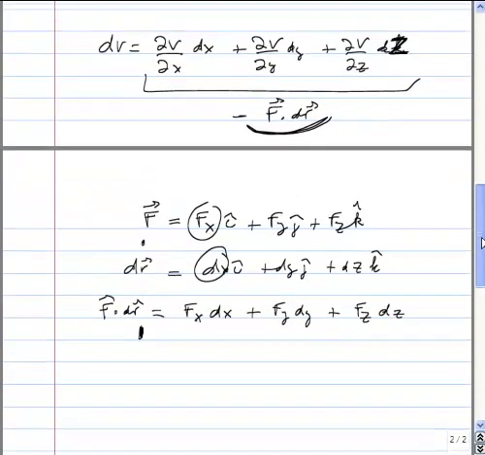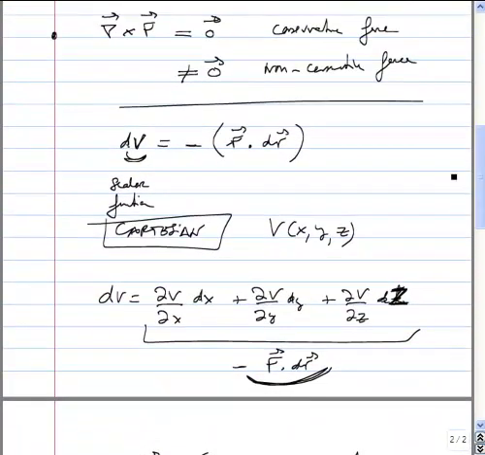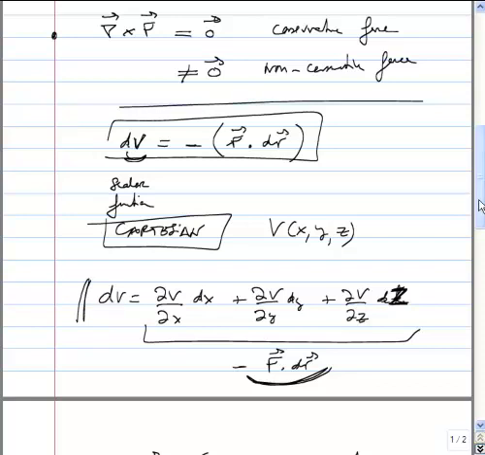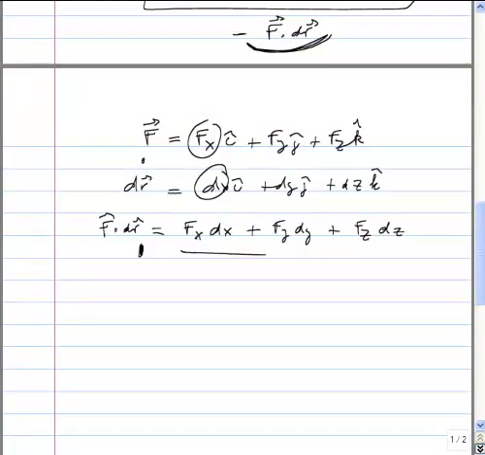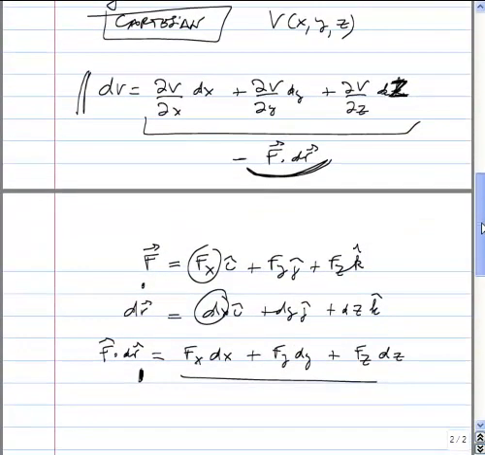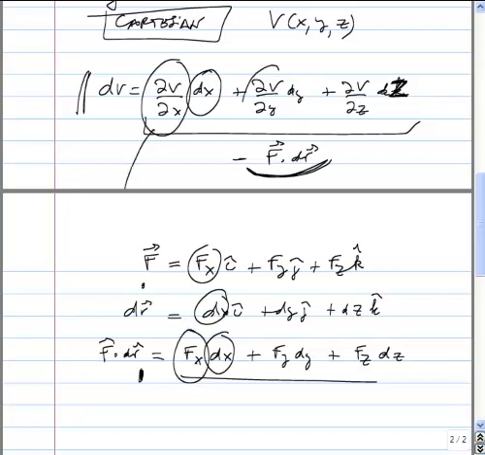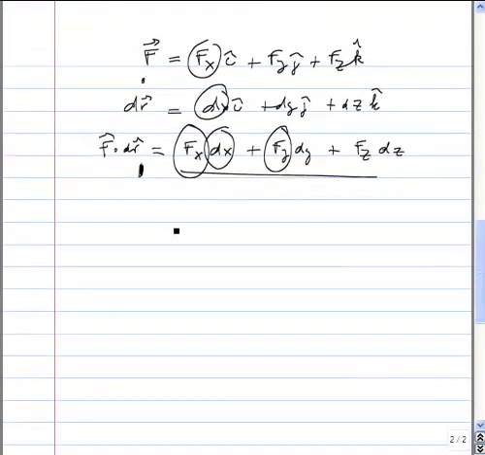So, if we can find such a function defined by this, then this must be equal to minus this. So the terms in terms of dx must be equal to this one. So this one must be equal to minus that one. And then this one must be equal to minus that one, etc. So we end up with 3 equations.